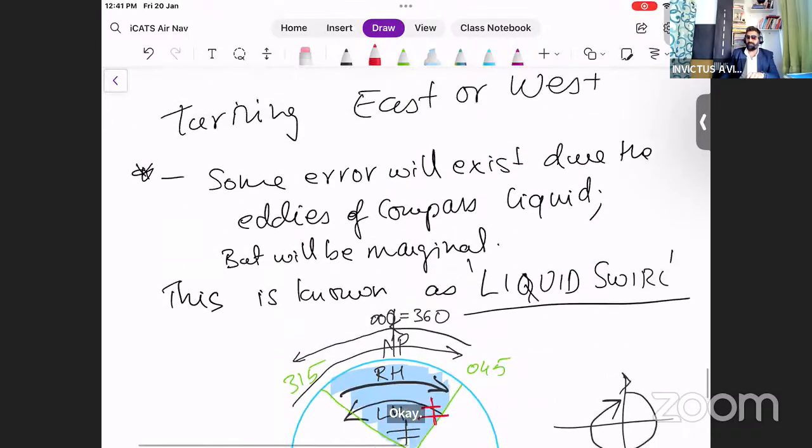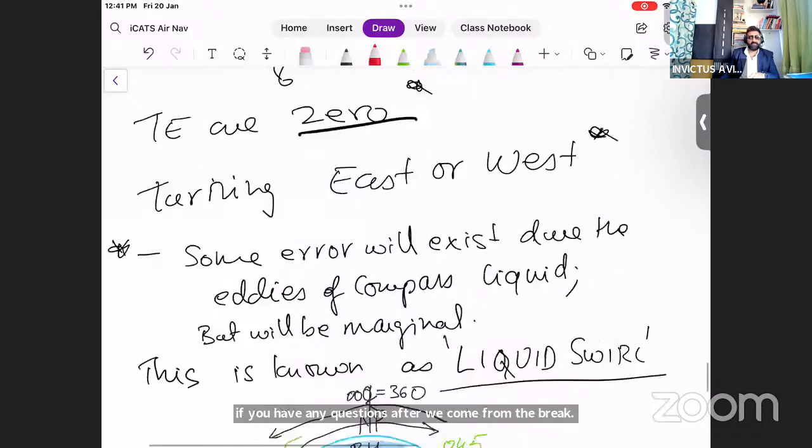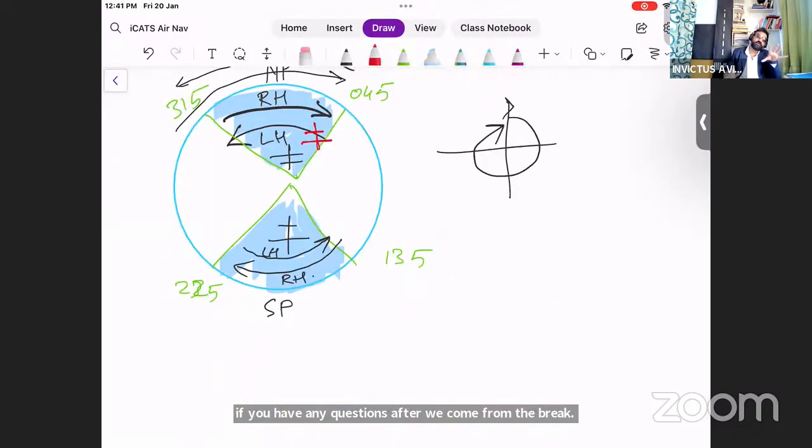After we come from the break, we are going to do turning errors in a similar way where we have done acceleration, deceleration errors. It is interesting. It is easy, but it can be confusing.